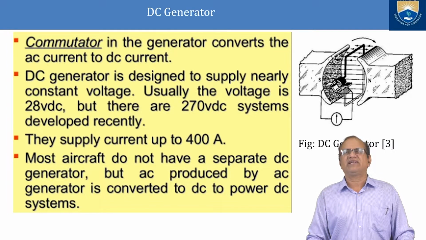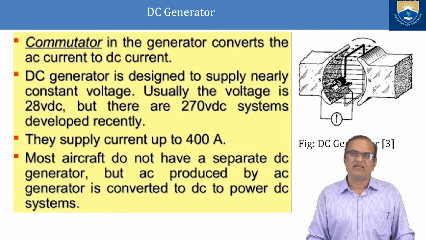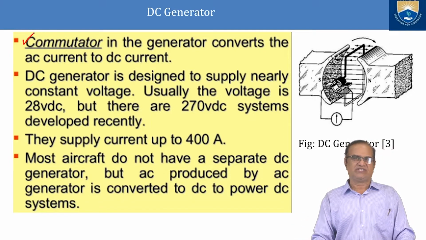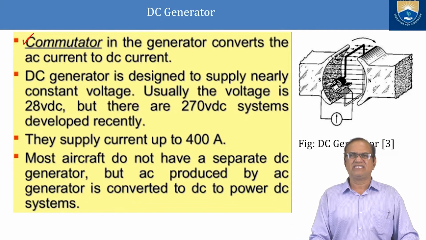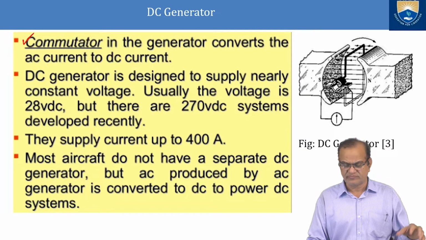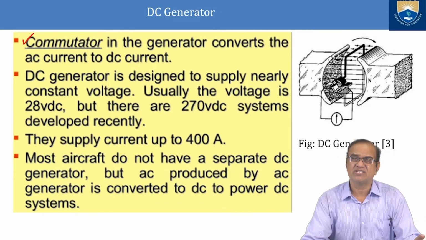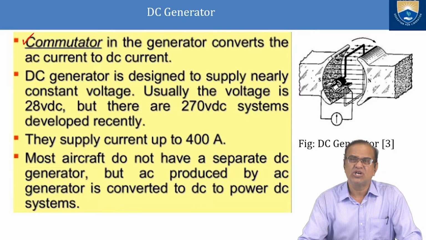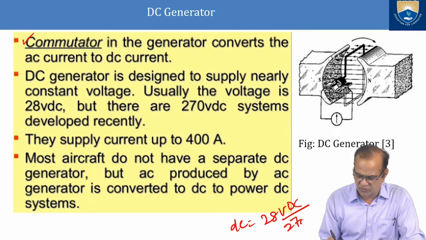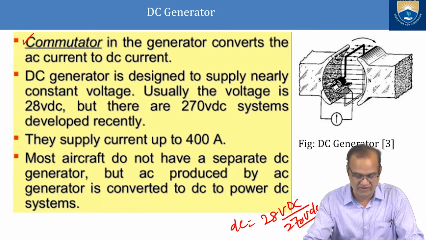A commutator in a generator converts the AC current to DC current. So the commutator is the main component which makes AC into DC. A DC generator is designed to supply nearly constant voltage. They generate normally constant voltage. Usually the voltage is 28 volt DC. Normally this DC generator is 28 volt DC, but sometimes we need 270 volt DC also for modern aircraft.